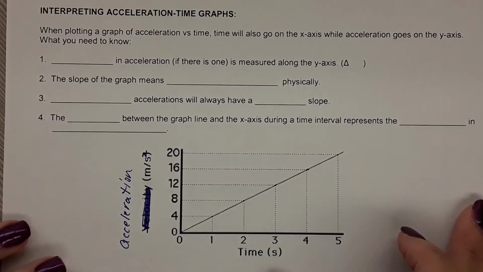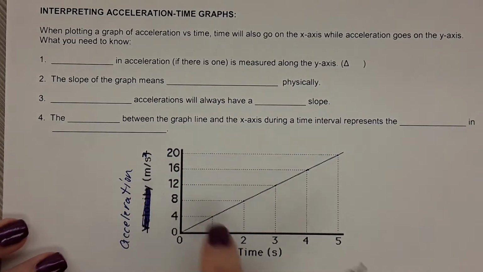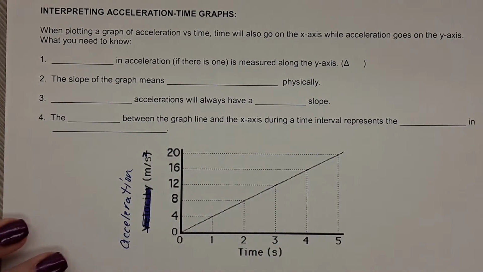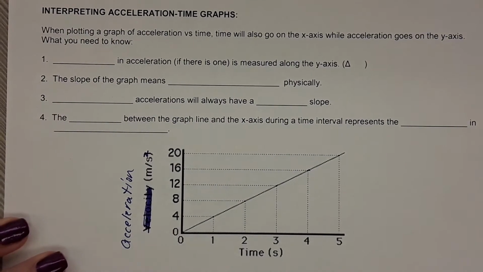And yes, there is a typo here. This should say acceleration in meters per second squared. I don't know how that got past me unless I just copied. Yeah, that's what I did. I copied and pasted it and forgot to change the name. So please change the name on the y-axis.